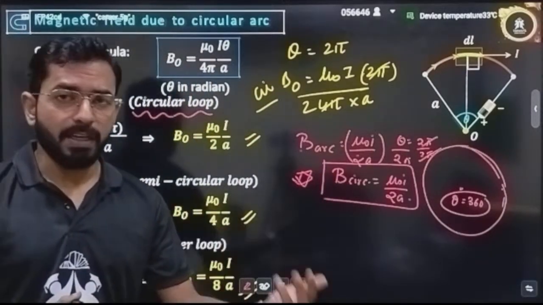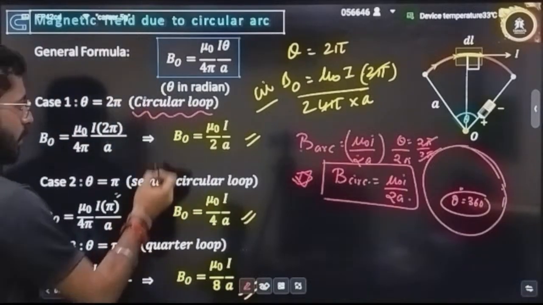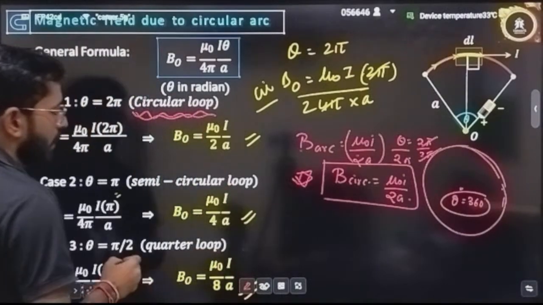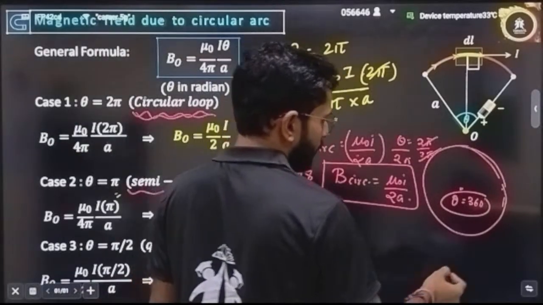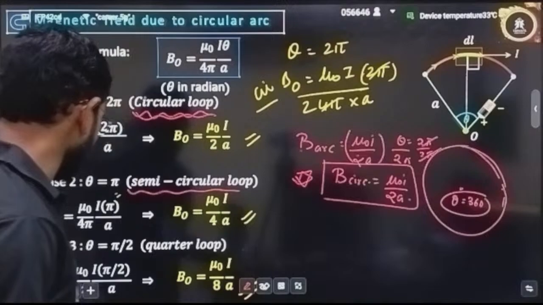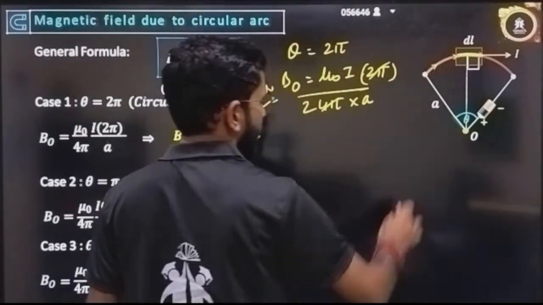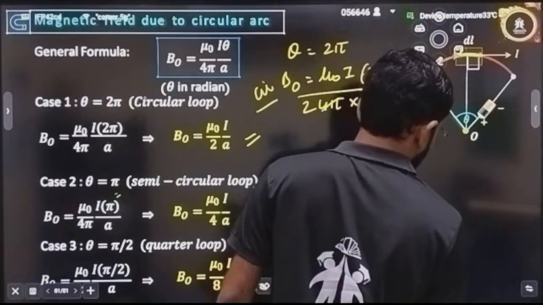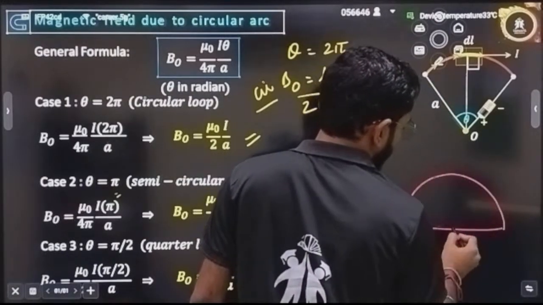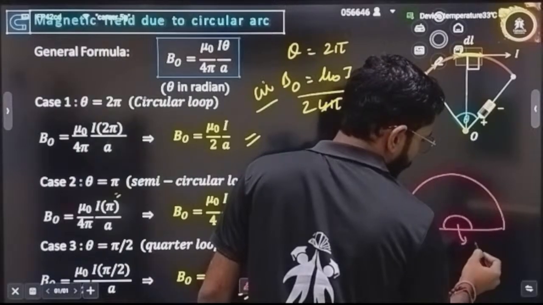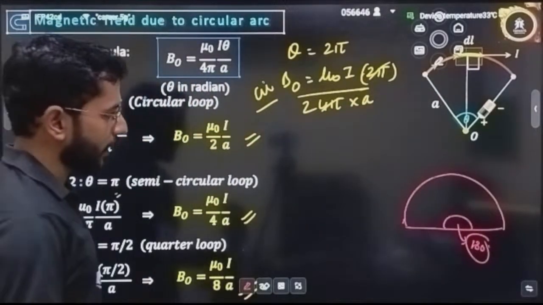You don't have to derive separately for each case. I will tell you more also. This is only for a circular loop, mu naught I divided by 2a. What will happen for a semicircular loop? Just tell me what kind of shape you are having. Can I say this is a semicircular loop? This is also a form of arc. Tell me, what is the angle subtended by a semicircular arc? Can I say it is 180 degree?